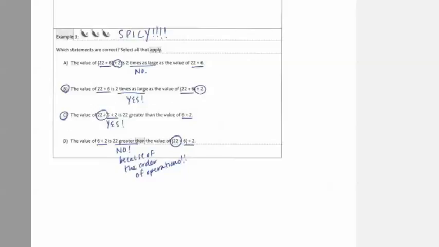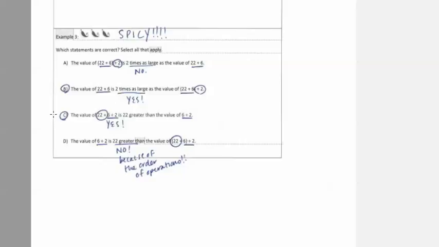Okay, let's look at answer choice C. The value of 22 plus 6 divided by 2 is 22 greater than the value of 6 divided by 2. That is also true because of the order of operations, right? 6 divided by 2 is 3. So I know that this is 3 and this is 3 and this is 22 plus 3. And so, yes, this one is true, right? And so, I did some simplifying in my head there. That's one of the strategies that kids would have, right? If all else fails, they can simplify, and these ones are pretty easy to simplify in their heads.